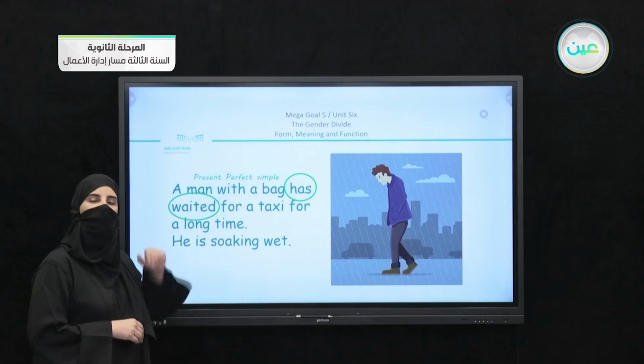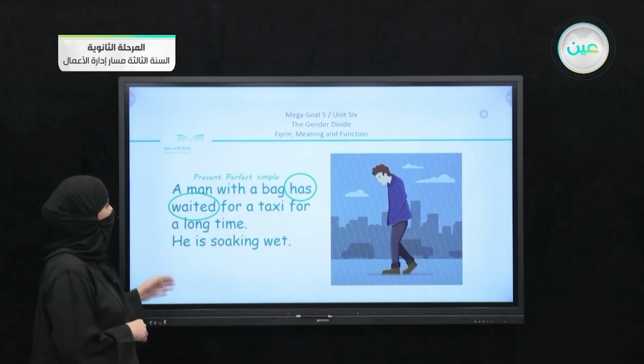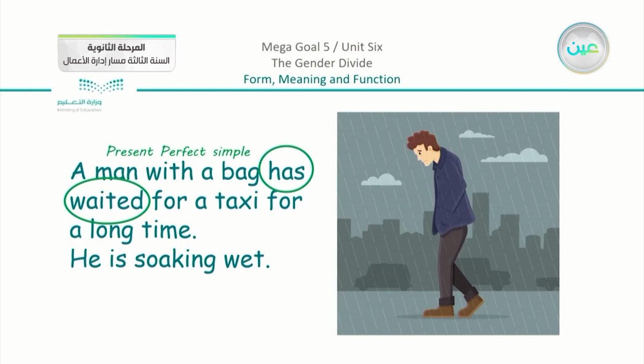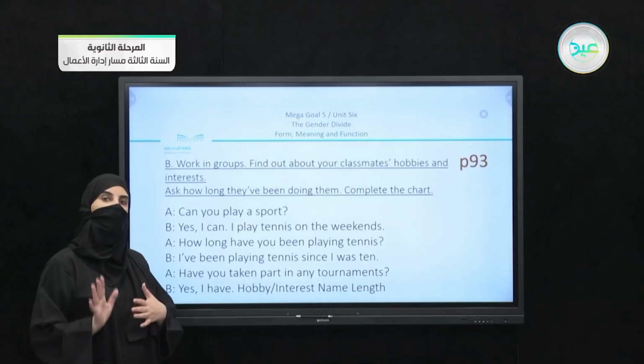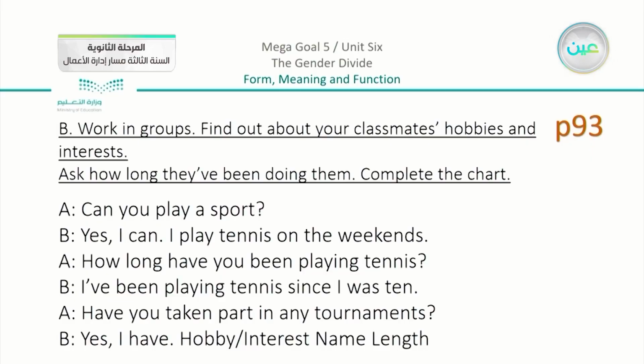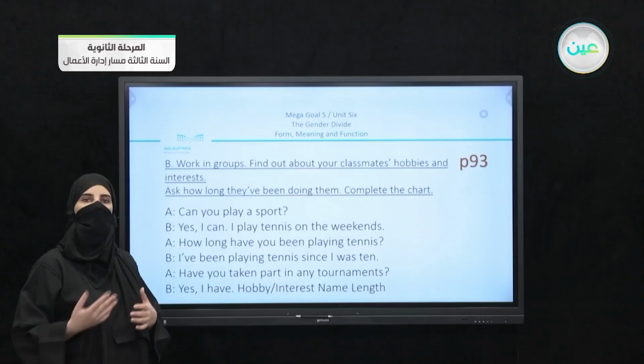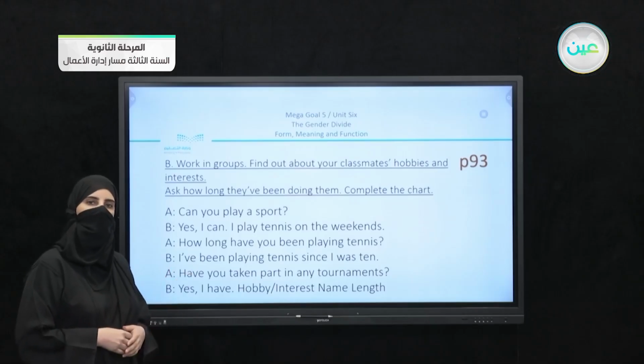You can also add time expressions. And we have here, he is soaking wet. Now you can apply your own examples. Just look at the picture in the book and you can come up with other ideas. We also have our exercises on page 93. For example, work in groups, find out about your classmates' hobbies and interests. So you can just follow the chart here that you have, and you can apply the rules that we have learned throughout our lesson.